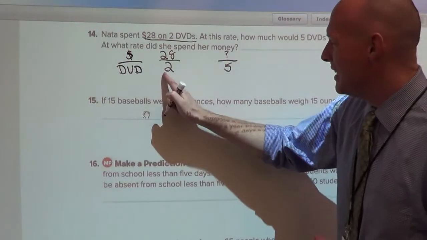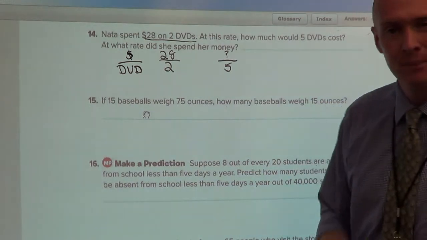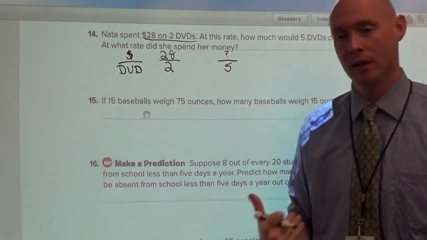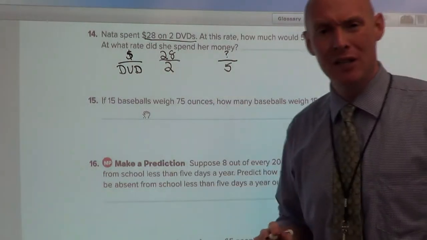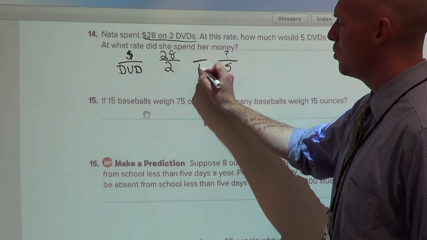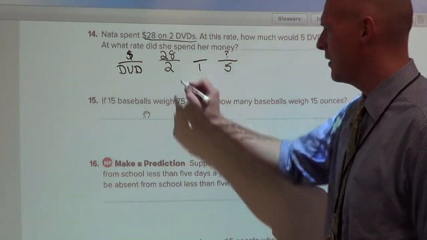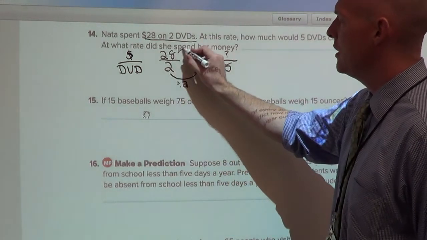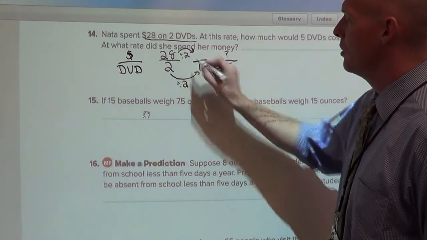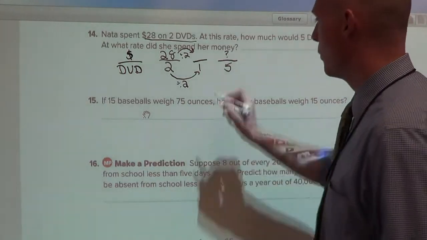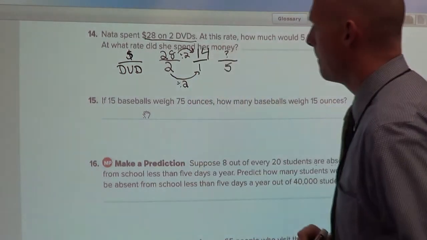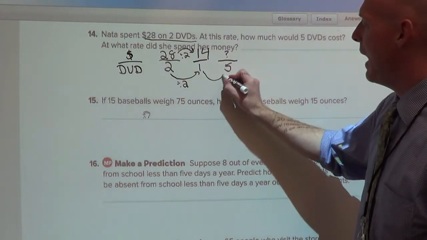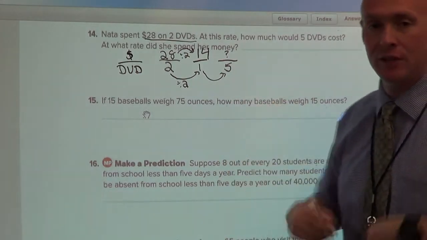So that's what we're trying to figure out. Now first I look, I don't see an easy way to get from 2 to 5. So I'm going to have to build that rock in the middle, and scale down a little bit. If I know 2 DVDs cost $28, how much does 1 DVD cost? To figure that out, we go from 2 to 1, divide by 2, and then 28 divided by 2, and I know 28 divided by 2 is 14. So we have $14 for 1 DVD. But now we want to get to 5 DVDs. So 1 to 5 is, of course, times 5.